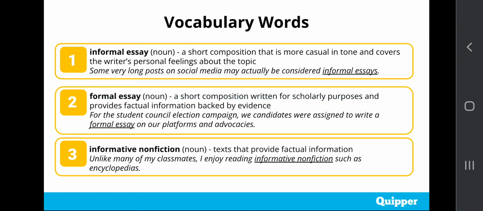Second, formal essay. This is a noun which means a short composition written for scholarly purposes and provides factual information backed by evidence. Example, for the Student Council election campaign, we candidates were assigned to write a formal essay on our platforms and advocacies. Third, informative nonfiction. This is a noun which means texts that provide factual information. Example, unlike many of my classmates, I enjoy reading informative nonfiction such as encyclopedias.